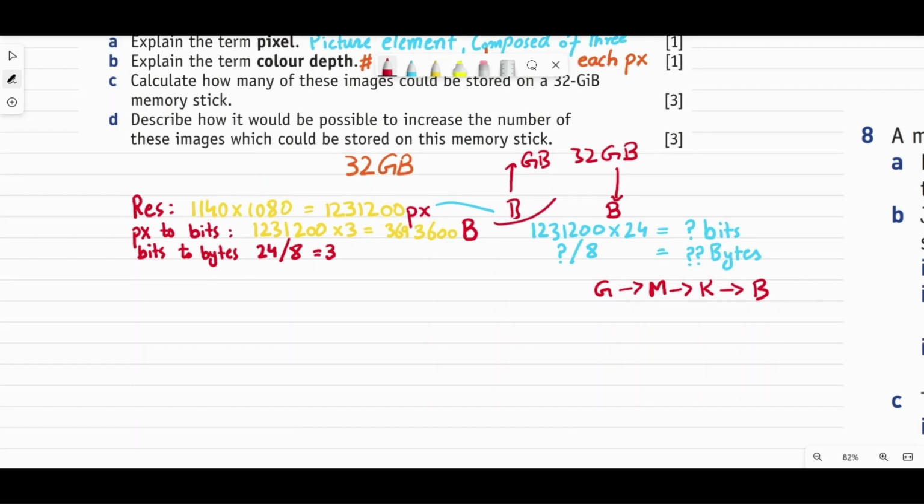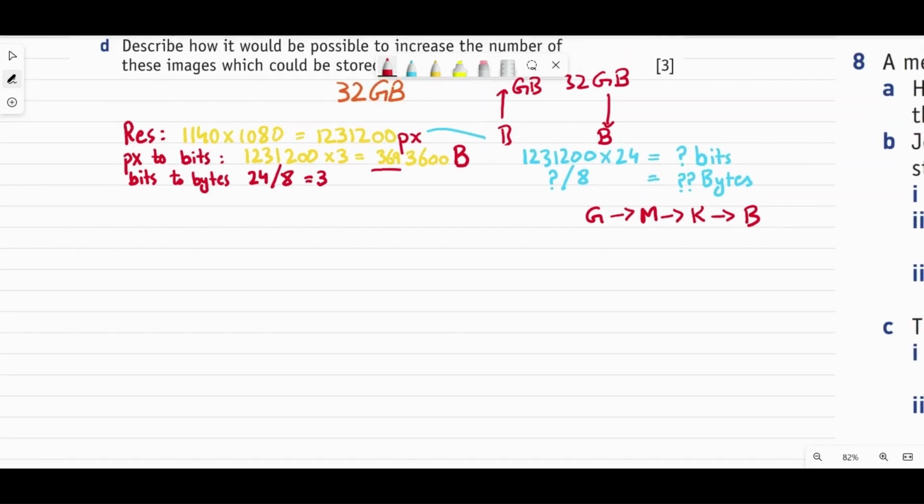We're going to do both calculations, from byte to GB and from GB to byte. Any way around, you must be confident in doing both of them. Remember why we are doing this. We have 3693600 bytes, and on the other hand we have 32 GB. Both units must be the same in order to divide 32 by the image size. So we just want to make the unit the same, either both in GB or both in bytes. So we're going to do both ways around.